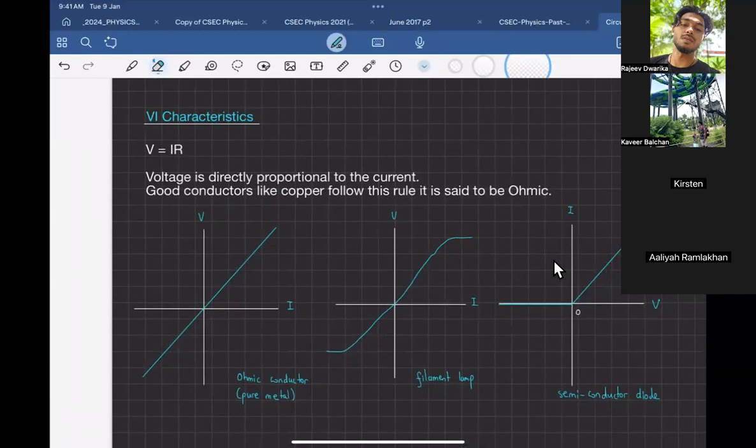I also want you to write down: the first graph is the only graph that obeys Ohm's law.